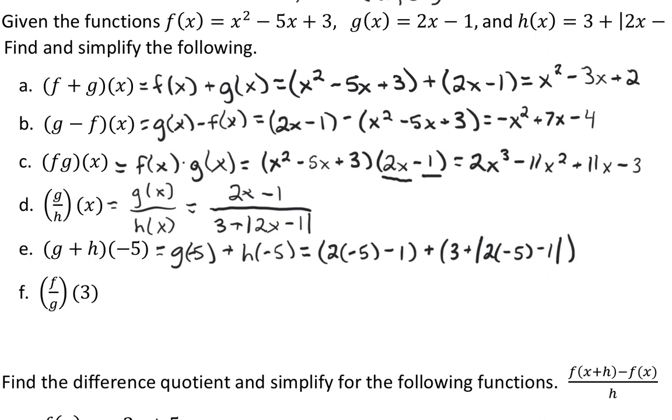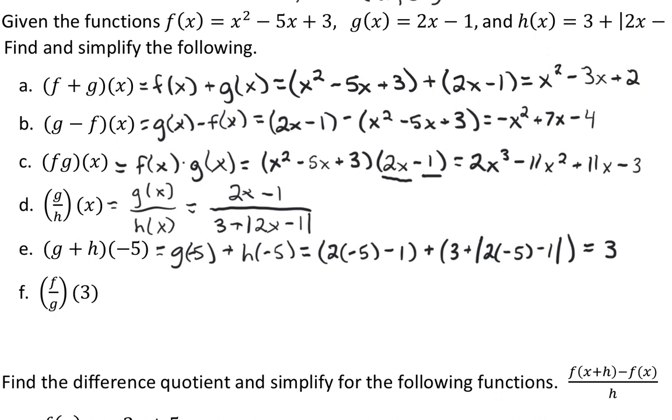And so the first term here will simplify to be negative 11, and then this will be plus 3 plus the absolute value of negative 11. And the absolute value of negative 11 is positive 11. So we have negative 11 plus 3 plus 11. You'll see that the negative 11 and the positive 11 cancel out, so we'll be left with just 3.